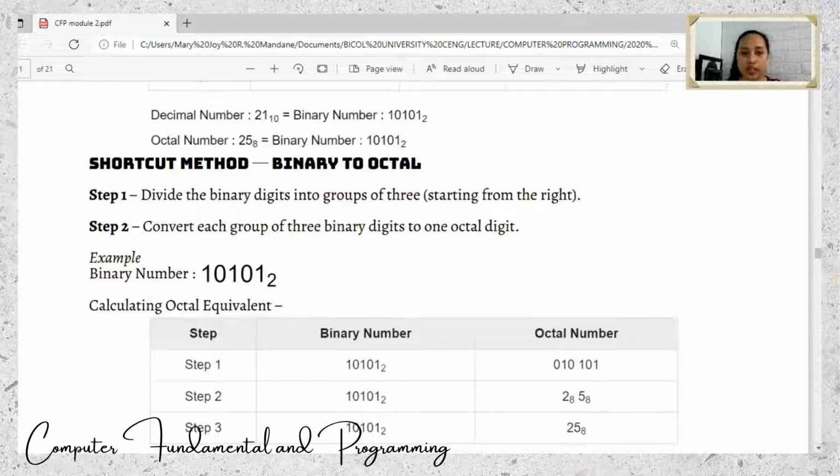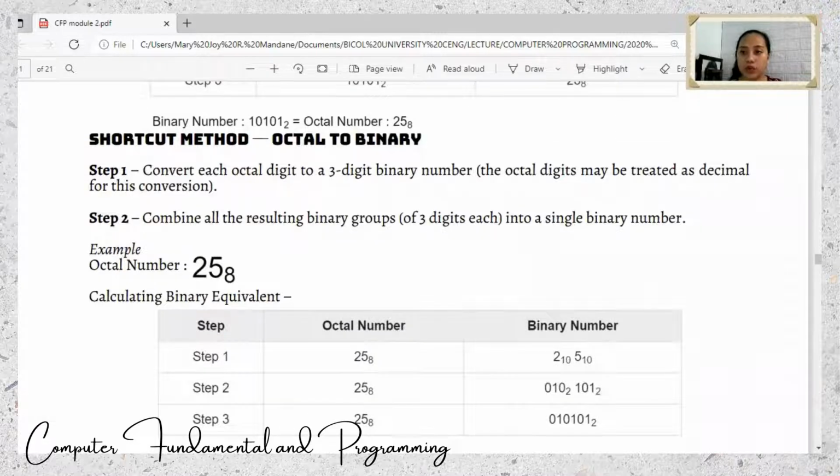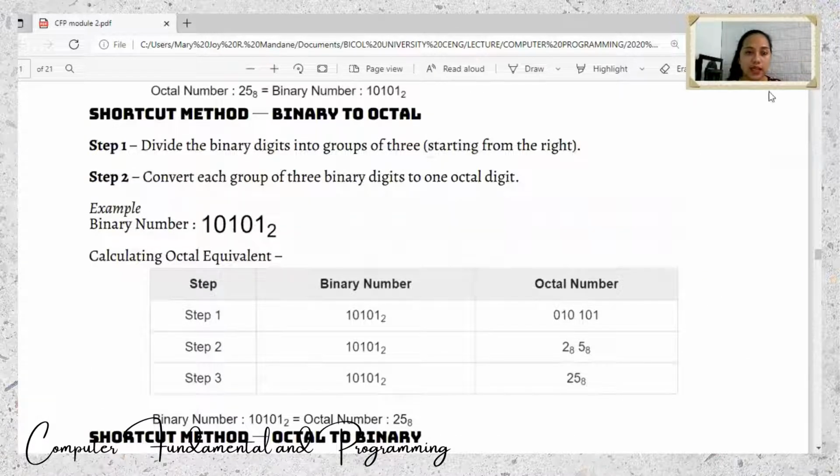Right, so ito yung mga shortcut method ng binary to octal para mas makita natin. Divide the binary digits into groups of 3 starting from the right. Convert each group of 3 binary digits to one octal digit. So, example, the binary system is 10101 base 2. So, paano natin gagawin to octal number? Okay, so 10101 base 2, ang gagawin natin dyan, 10101.